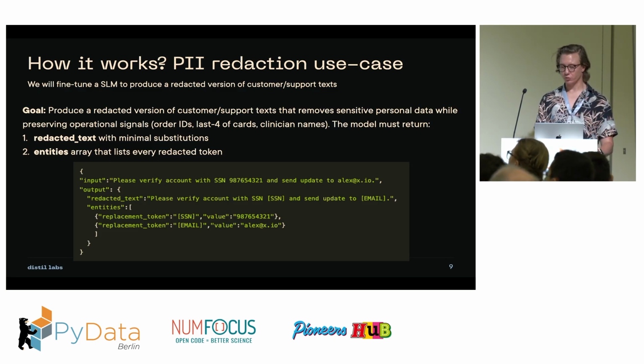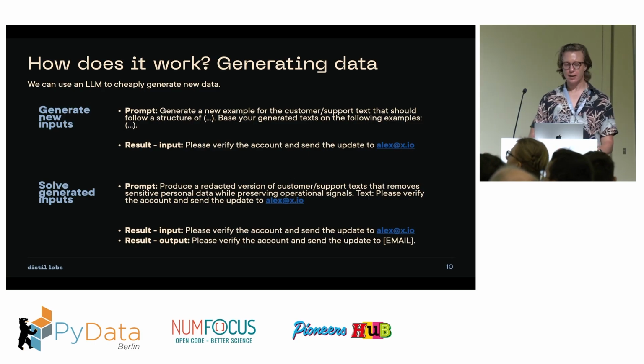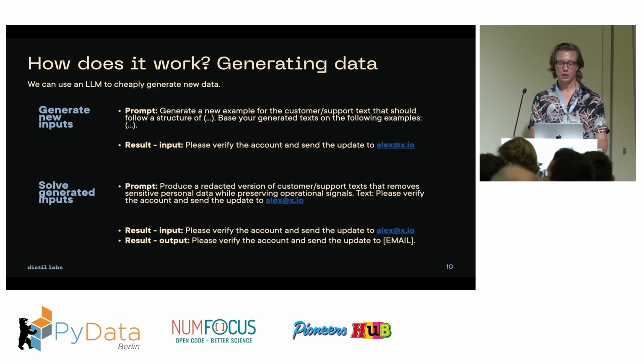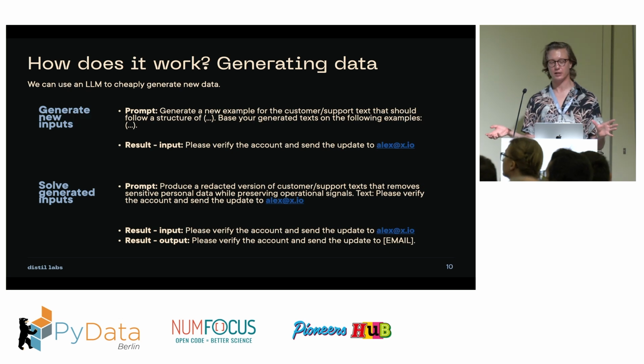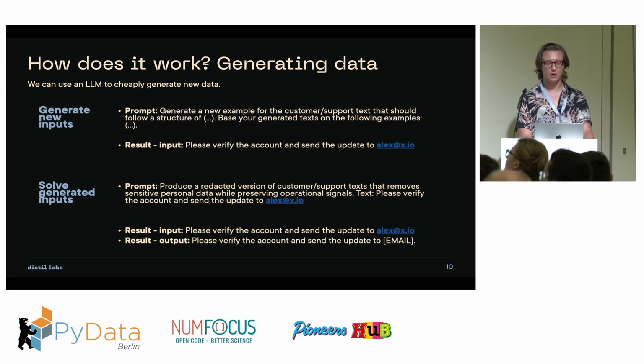So how do we actually do it in practice? We can use an LLM to cheaply generate new data. In this example, we prompt the model saying, generate new examples for the customer support text that should follow a structure of blah, blah, blah. There is a limit of how much text I want to include in the slides, but you get the gist of it. And you can also add a notion of base your generated text on one of the seed examples. If you have 10 examples, that's very helpful. So you first generate new inputs, so new customer support texts, right? And let's say the result is an example like this.